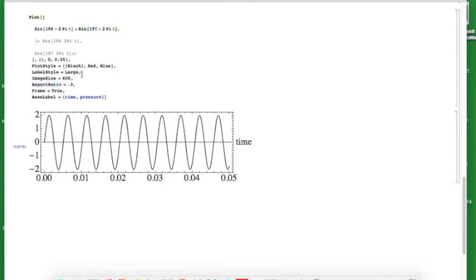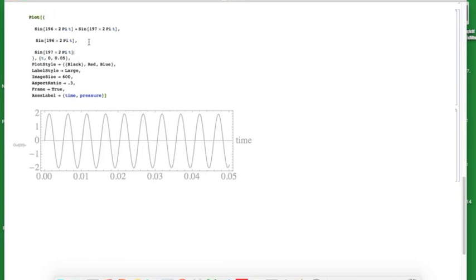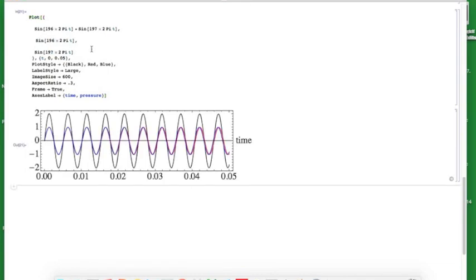I can run that again. Let me just do that quick. Refresh there. And we see we get the plot below. It's got several peaks. Nothing too surprising about that. But our peaks don't exactly match up. So we're going to see what happens when I also plot the two individual sine waves, the two sound waves, at 196 hertz and 197 hertz. Let's just run that. Okay.